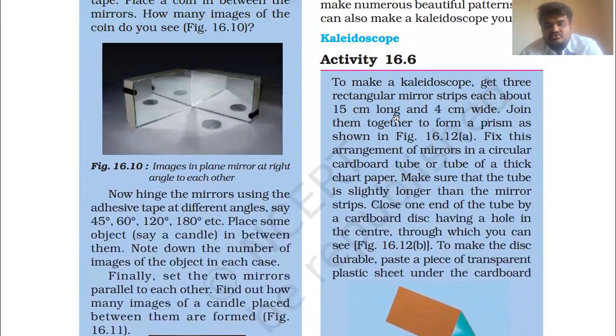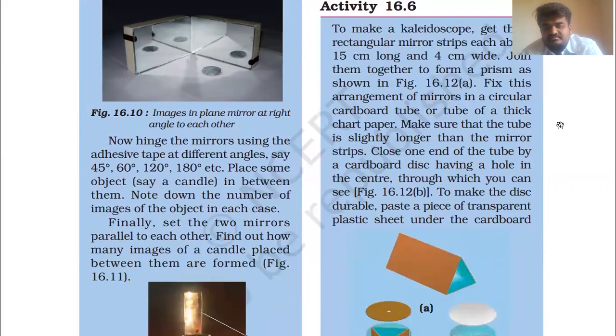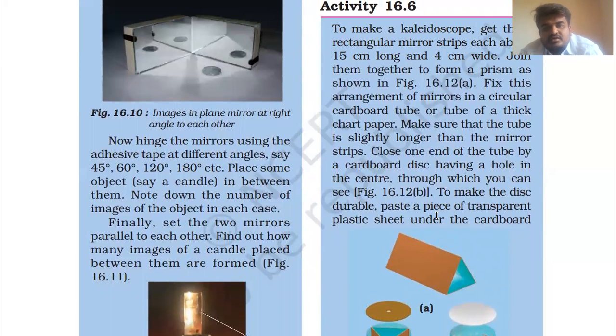For this, let's go through activity 16.6. To make a kaleidoscope, get three rectangular mirror strips, each about 15 centimeter long and 5 centimeter wide. Join them together to form a prism as shown in the figure. Always remember that in a prism there must be two surfaces, while in a pyramid there must be a surface on one side and a point on the other. This is the basic difference between a prism and a pyramid. Students generally get confused.